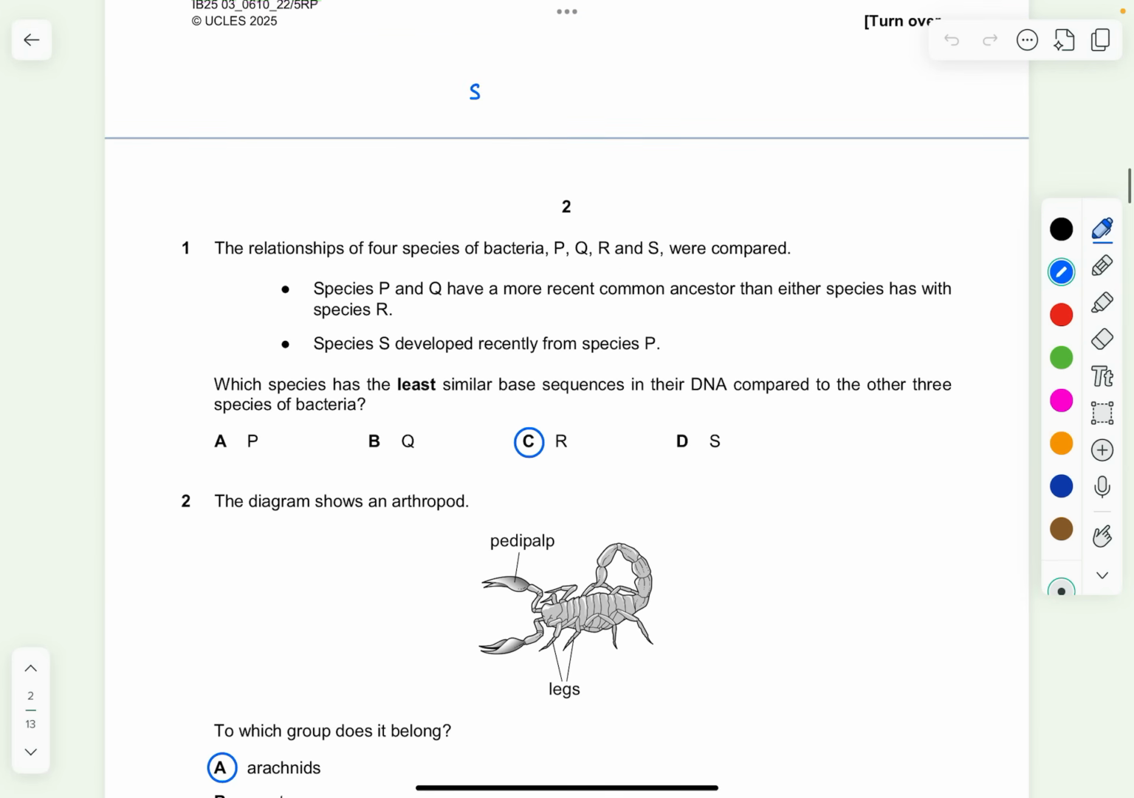So question 1. The relationship of 4 species of bacteria P, Q, R and S were compared. Species P and Q have more recent common ancestor than either species has with species R. Species S developed recently from species P. Which species has the least similar base sequence in their DNA compared to the other 3 species of bacteria?